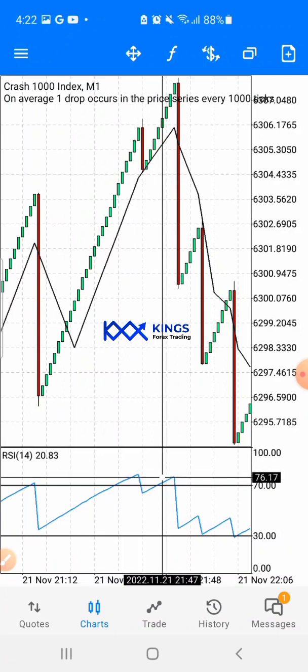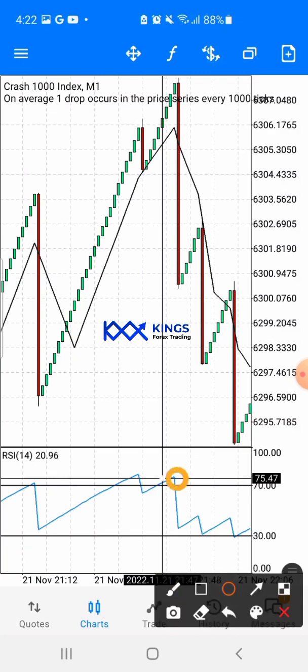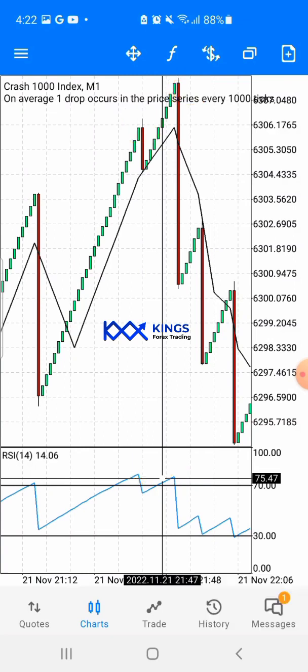This swing high here is lower than this one, while on the main chart this is higher than this. So that is the divergence right there. It is a reversal pattern. So once you see it, you make entry.